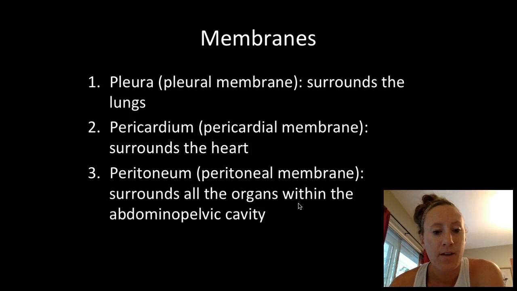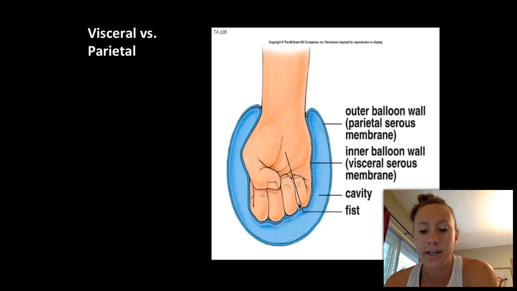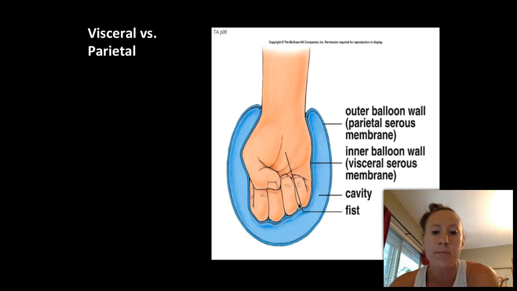And then we have the peritoneum, which surrounds all the organs in your abdominopelvic cavity. Now, in these membranes, you're going to hear the terms visceral and parietal. So think of these membranes and these cavities as a balloon, and the organs that are within them as a fist. So the organ would be this fist, the balloon is the cavity, and the membrane.